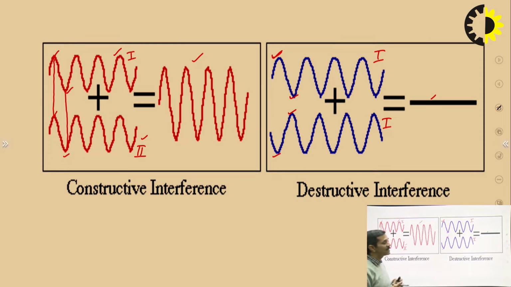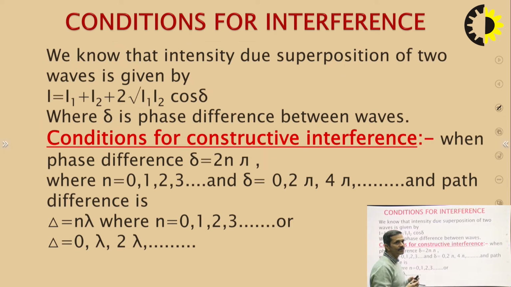Okay, so for destructive type of interference, the waves should be in opposite phase. That means the crest of one and the trough of the other wave coincide with each other, or vice versa, the trough of one and the crest of the other wave are at the same position. Then these two waves are said to be in opposite phase, and the interference will be of destructive type.